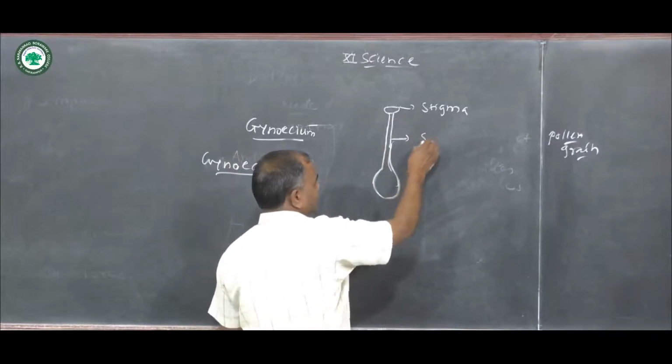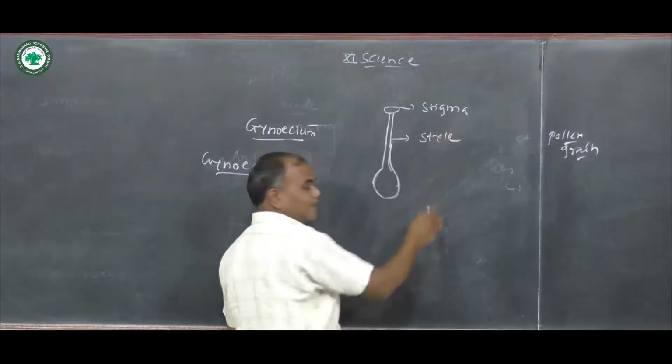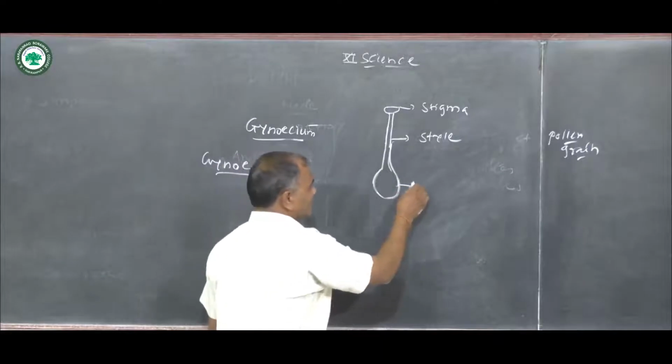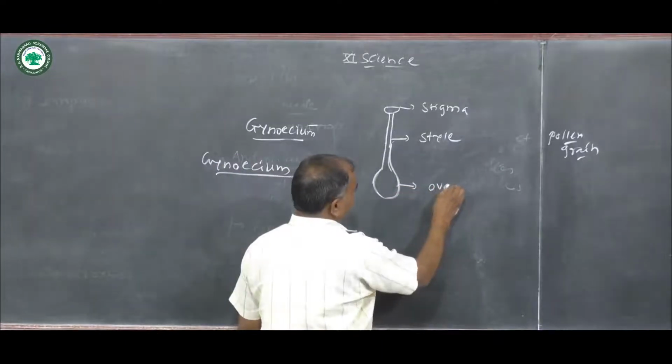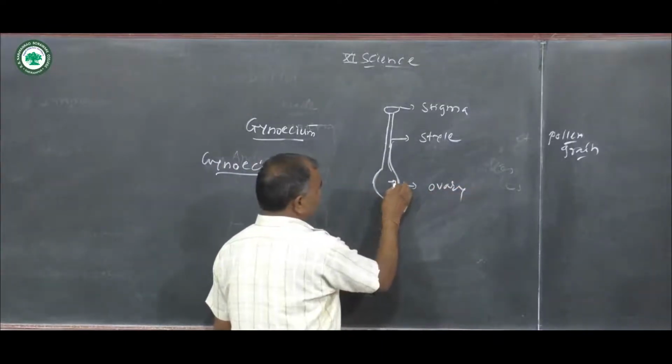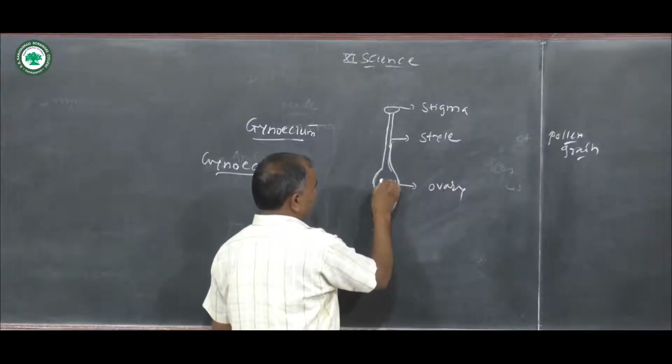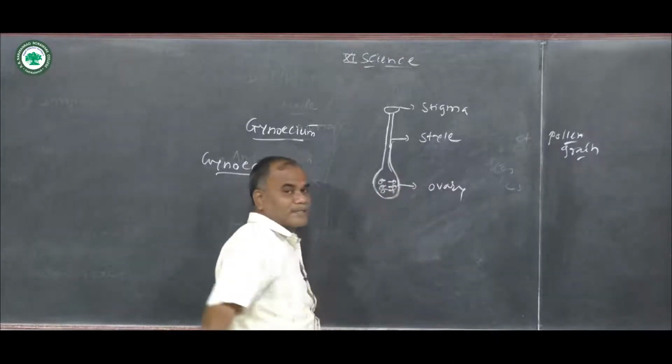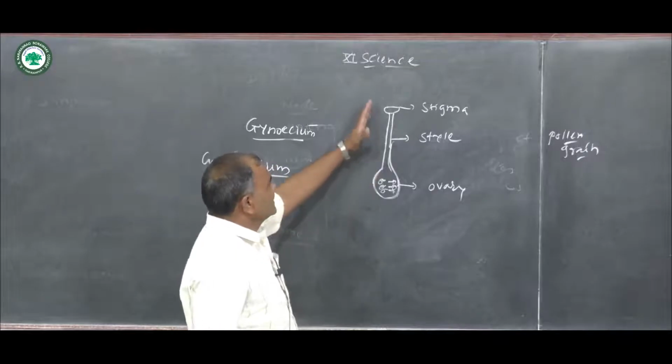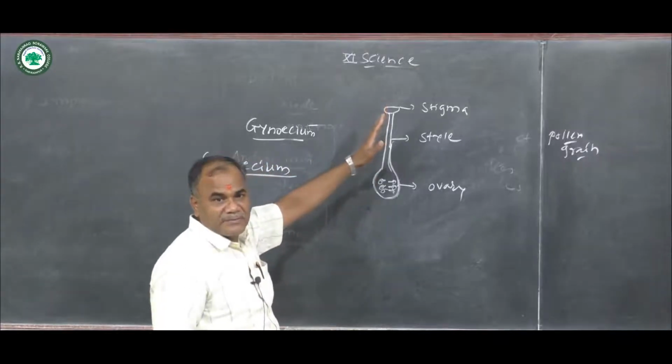Here, the long and elongated part is the style. And the lower, swollen portion is the ovary. This ovary contains the ovules. These are the swollen parts. These are the ovary, they contain the ovules. So the gynoecium is the female reproductive part.